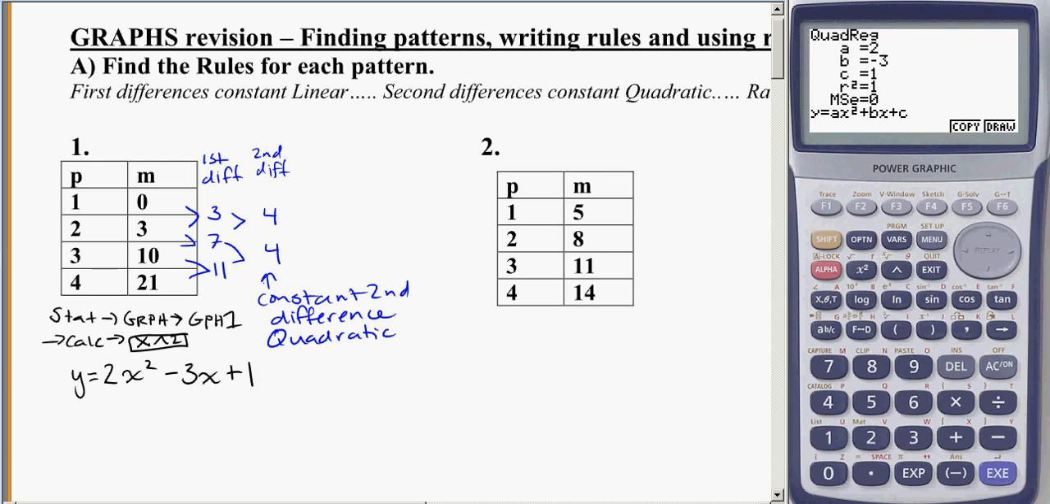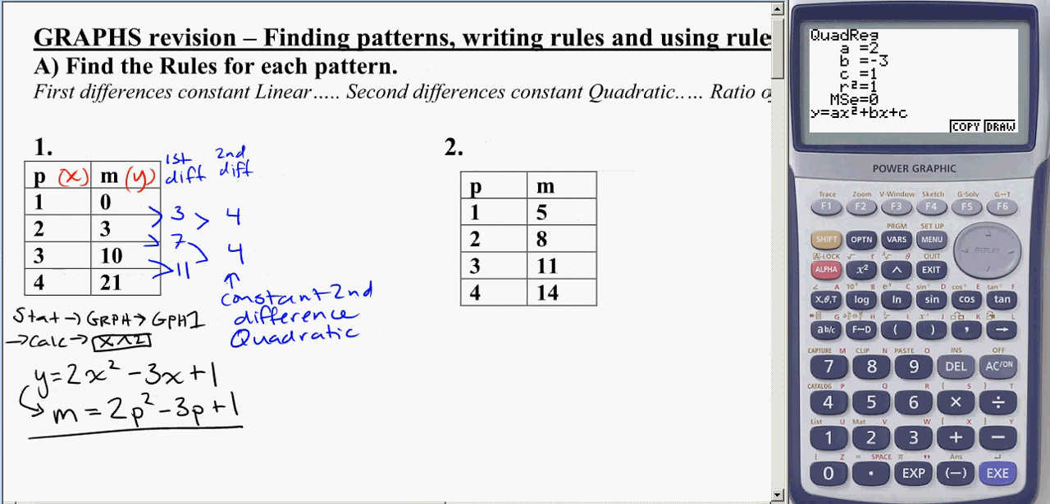And the last step that you want to do is you want to put this into context. And what we mean by that is instead of using x and y, you want to put in the letters that they've used. So remember in the tables, x is always first, and y is always second. So in our calculator, it's always going to be x and y, but in the table here you can see x in this case is actually p, and m is actually the y. So we are going to replace y with an m, m equals 2, and instead of using an x, we'll use a p: 2p squared minus 3p plus 1. And that's our rule for the quadratic.